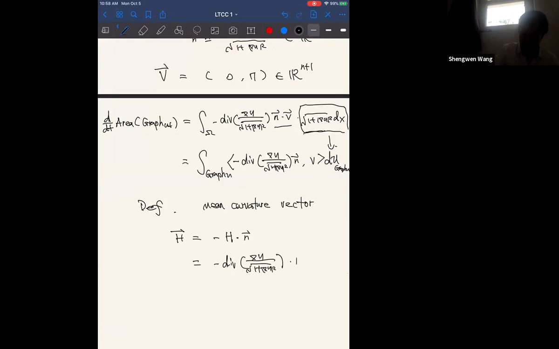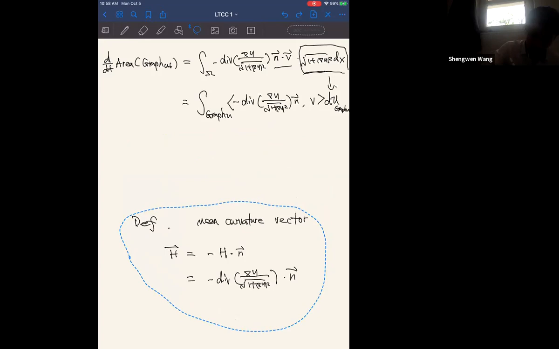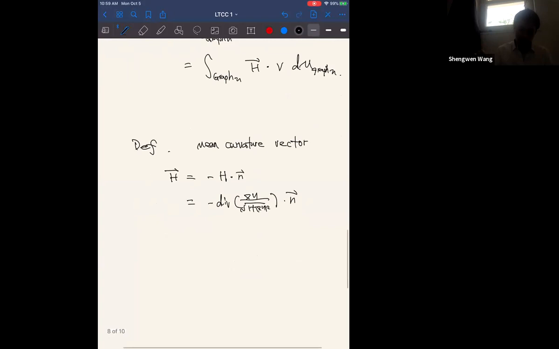And then you can rewrite the first variational formula. Let's move this downward a little bit so that we can finish the equation. So this is going to be written as an integration on the graph of u, of the mean curvature vector times the variational field, using the induced measure on the graph, d mu graph. And this is the definition of the mean curvature vector and mean curvature scalar of a graph.